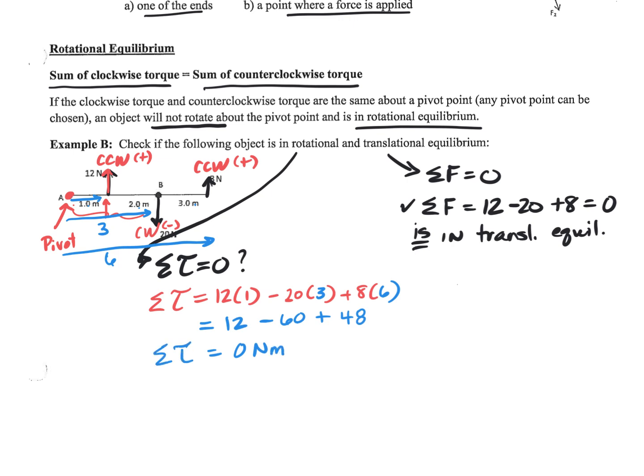So is this thing in rotational equilibrium? Yeah. So does everybody understand how we check for translational equilibrium? We add the forces up. The ones going up are positive, the ones going down are negative. For rotational equilibrium, we add up the torques. The ones that are counterclockwise are positive, the ones that are clockwise are negative. And if those are 0, then it's in rotational equilibrium. All right, simple enough. So let's keep going here.